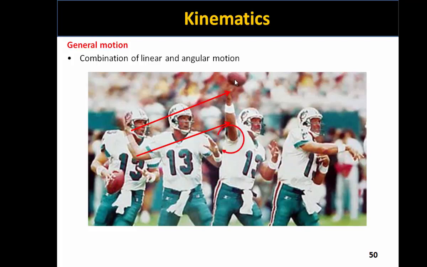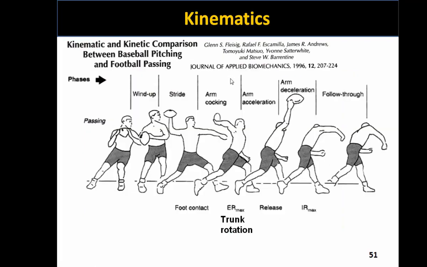What we're going to focus on in our example is the kinematics of the arm. Particularly, we're going to focus on the forearm, hand, and ball as a means of predicting what that distance of the ball will be. To understand the biomechanics of the movement of this task, we're going to tap into a study published in 1996 that examined the phases of passing a football.